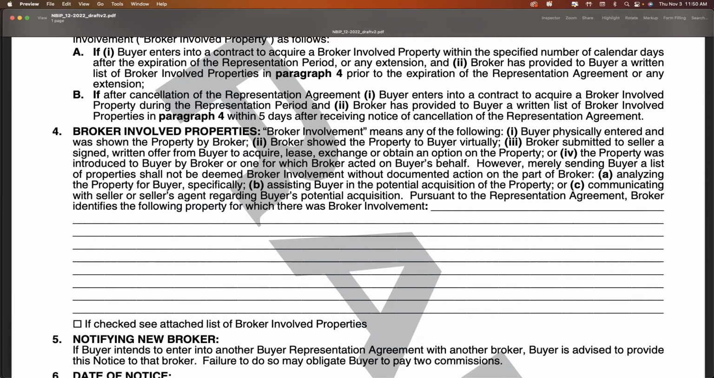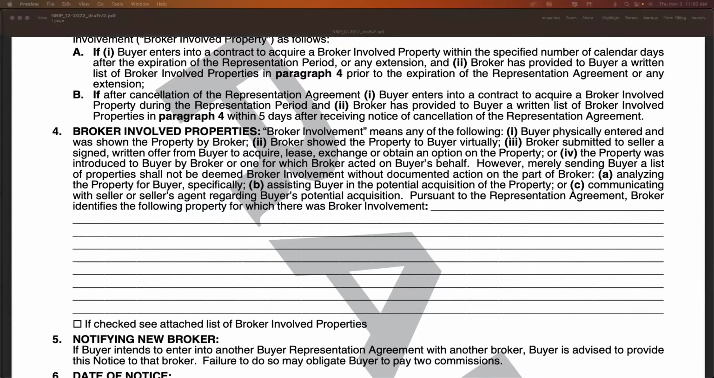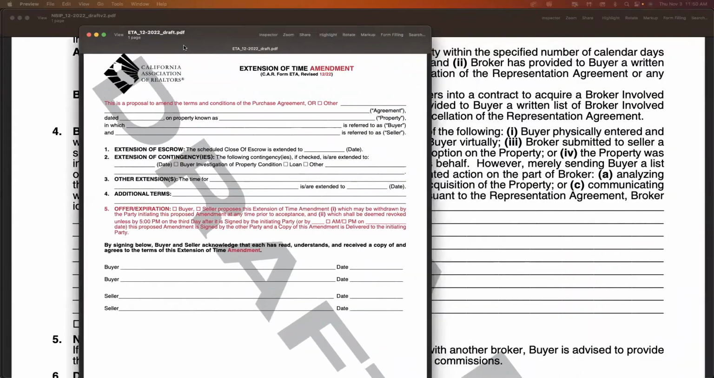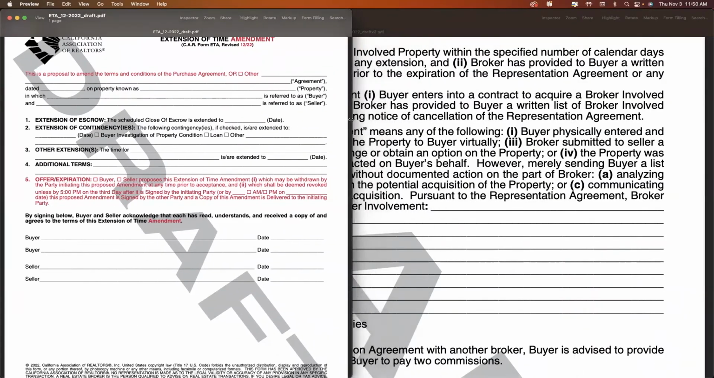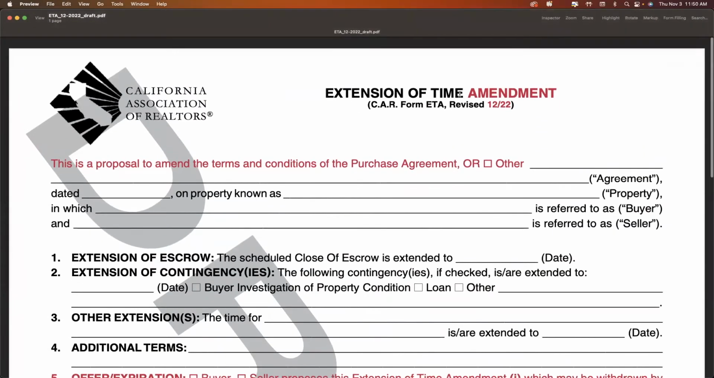So that's what that form is for. And the last, we got two more. Okay, so the extension of time addendum that you guys have been using for a very long time to do extensions is changing to the extension of time amendment. So they changed it from an addendum to an amendment.